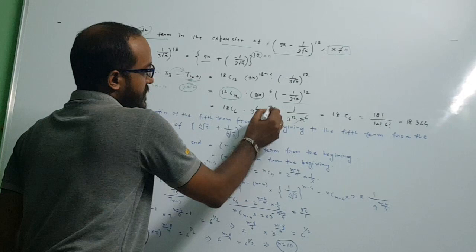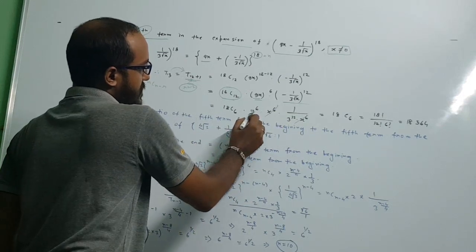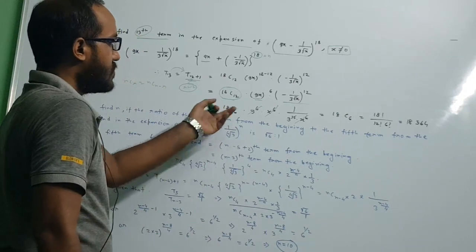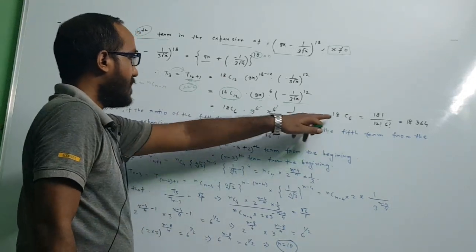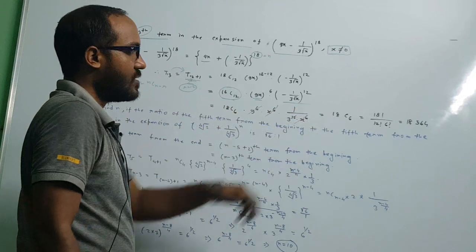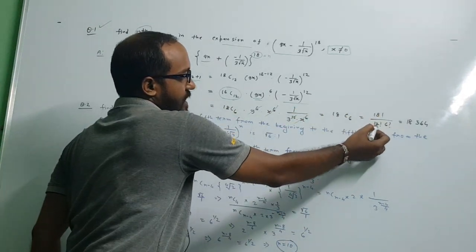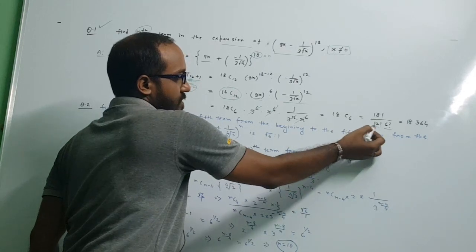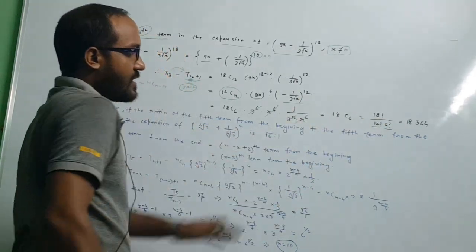So x to the power 6 gets cancelled out. This is 3 square to the power 6, that is 3 to the power 12, so this thing is also gone. So only one thing we are left with, 18C6. Now apply the formula, n factorial divided by r factorial into n minus r factorial, 18 minus 6 factorial. Now break the terms.